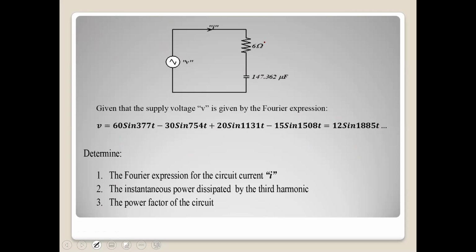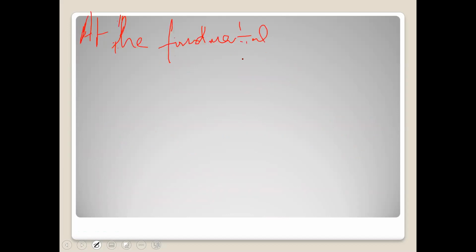All right, so at the fundamental, we have here a capacitor and a resistor. So at the fundamental, omega is 377. So it means that XC is equal to 1 over 377 times 147.362 times 10 to the minus 6.